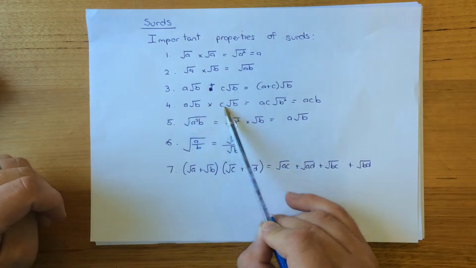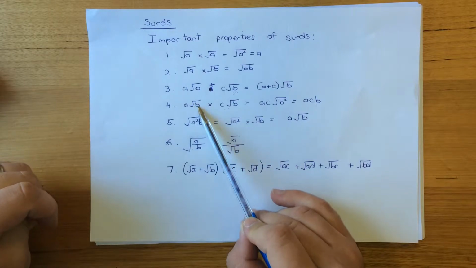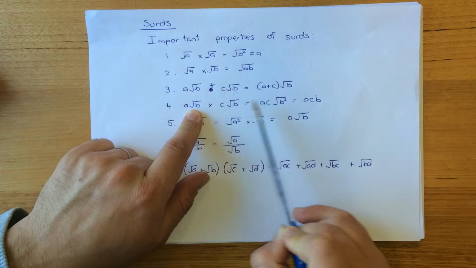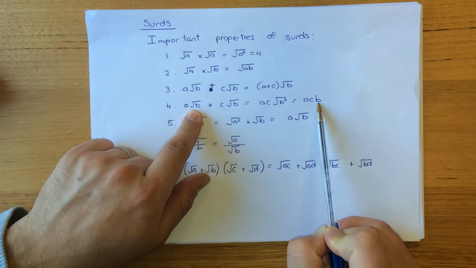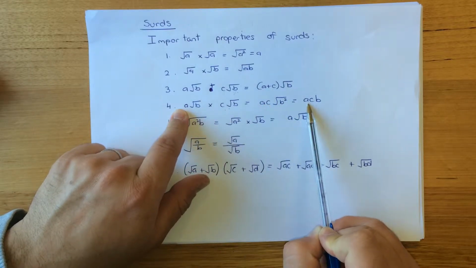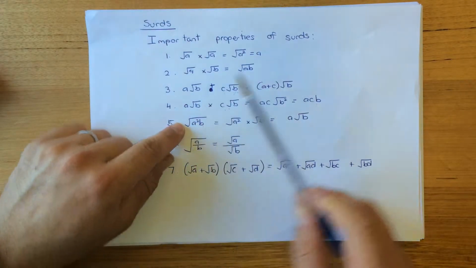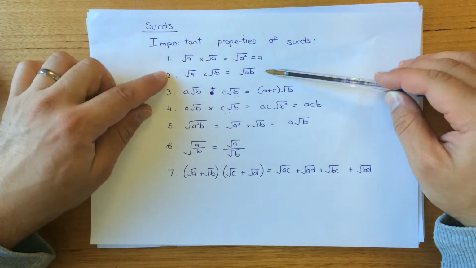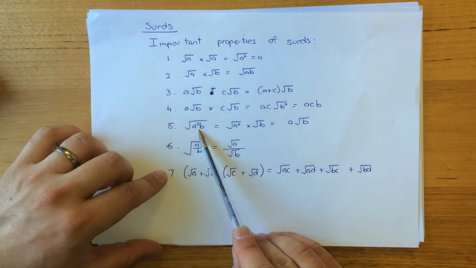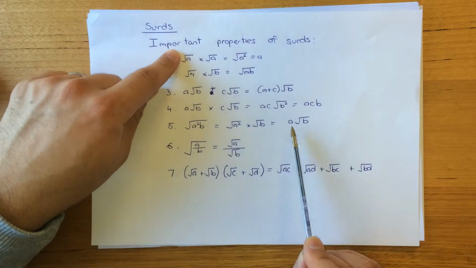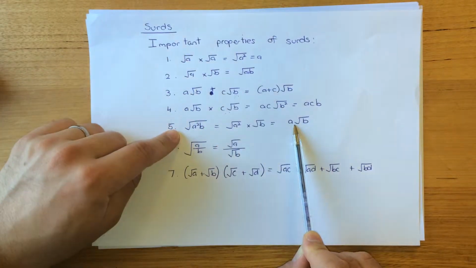With multiplication, we don't have to. This is a times square root of b times c times square root of b. Well, square root of b times square root of b is square root of b squared, which is just b, and a times c is ac. Square root of a squared times b: now, if we use this second rule, we can separate this and write it as so. And this comes back to the first rule, so we just get a square root of b.